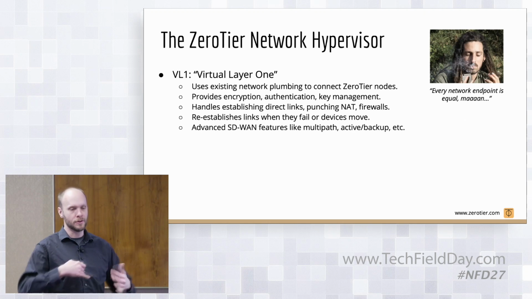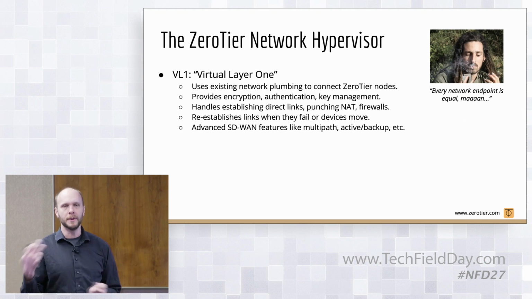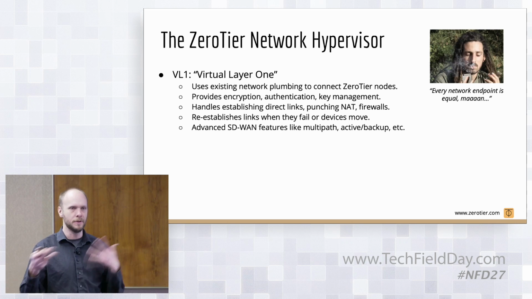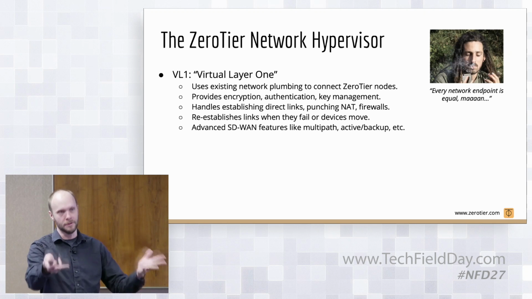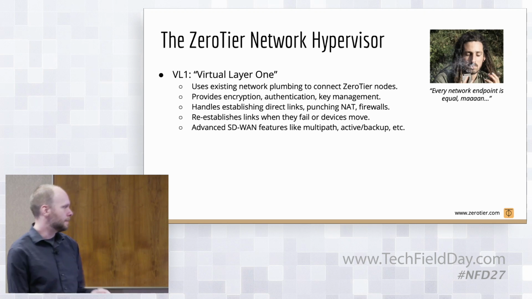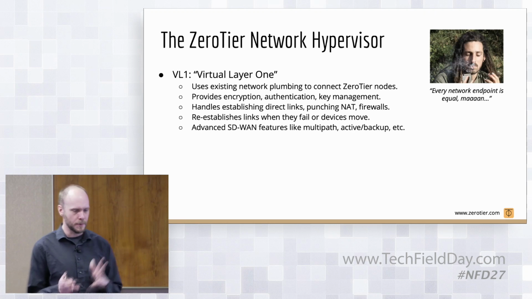It also has a whole cryptographic infrastructure that the later layer can build on top of that gives it what it needs to be able to do authentication and certificates and stuff. You can use the keys from VL1 to know who you're talking to. It also has some advanced SD-WAN type features.